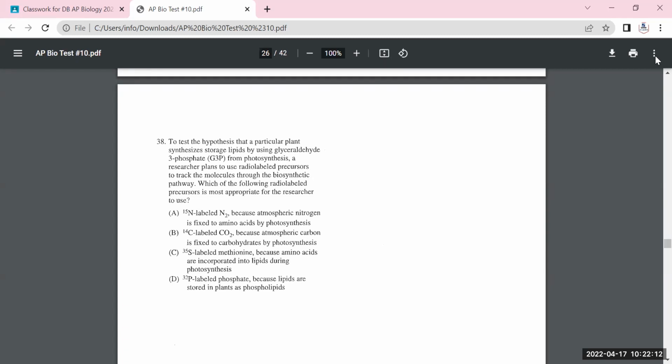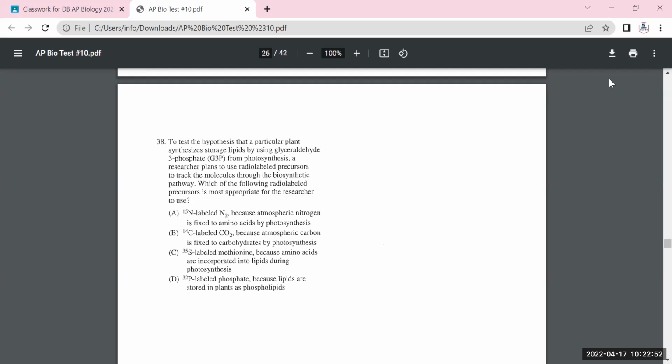So basically, we want to track what? A particular plant synthesizes lipids by using glyceraldehyde from photosynthesis. So what is the source of something that we can track during photosynthesis? Let's look at the first one. Nitrogen 15, because atmospheric nitrogen is fixed to amino acids by photosynthesis. Yeah, but what happens to the nitrogen? It's not moving through your system.